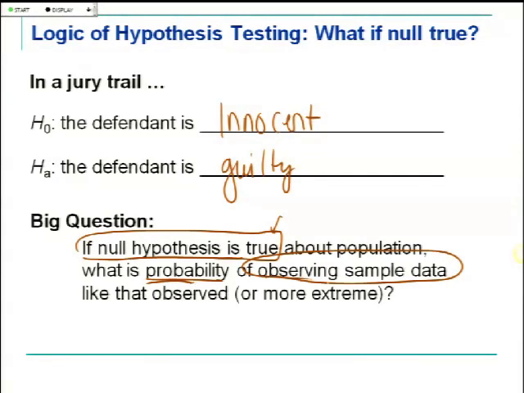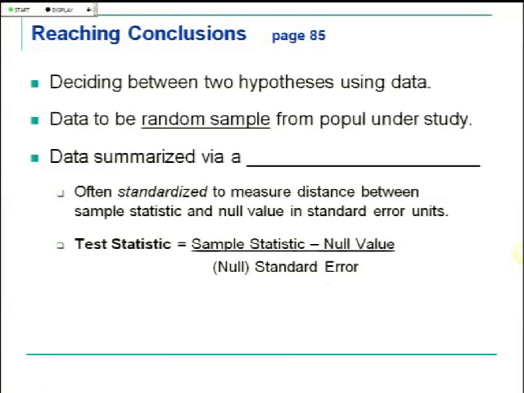So here is what we'll be doing. We have to decide between our two theories. We'll take our data. It'll always be assumed to be a random sample. We'll look at that data graphically to make sure it's okay to summarize, but we'll calculate eventually what is called a test statistic.